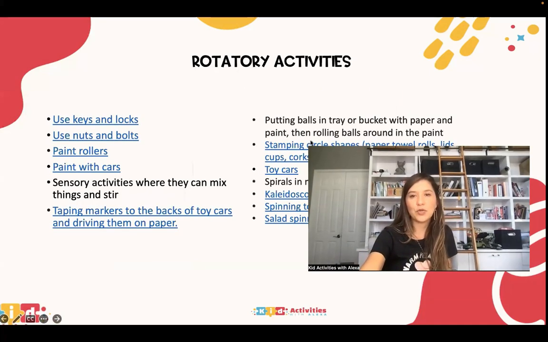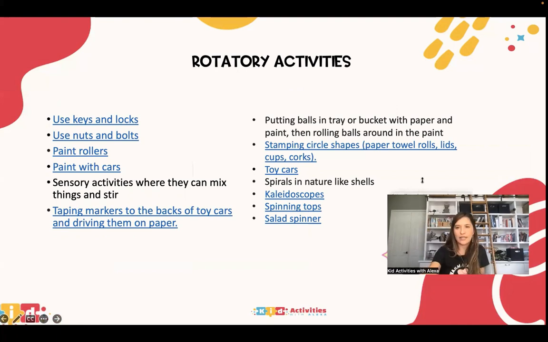Things that you can do if your child is on this schema: keys and locks activities, nuts and bolts, paint rollers, basically anything that rotates, right? Painting with cars. They're putting paint on the table, and then you roll the car, and the wheels will get into the paint and they will paint across the table or the paper.